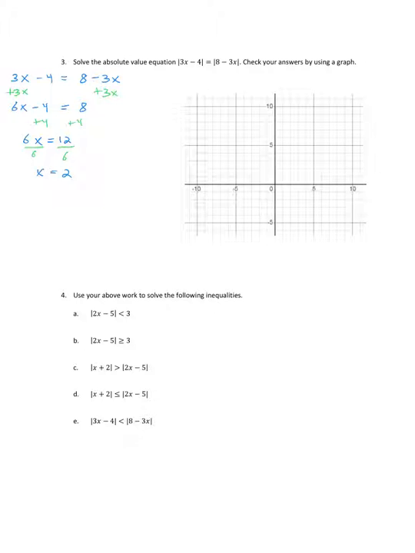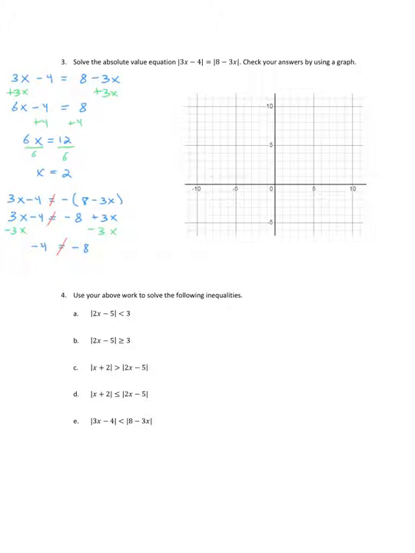So that second equation is going to be 3x minus 4 equal to the negative of 8 minus 3x. In this one, by distributing the negative, I get 3x minus 4 is equal to negative 8 plus 3x. My first step this time is going to be to subtract 3x from both sides, and I notice there's a problem. When I do that, I get negative 4 on the left, negative 8 on the right, and these two things are not equal.